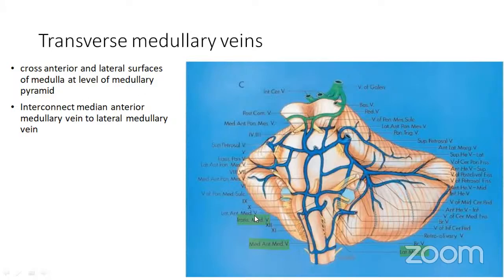The transverse medullary veins cross the anterior and lateral surface of the medulla at the level of the pyramids. It interconnects the median anterior medullary vein to the lateral medullary vein.